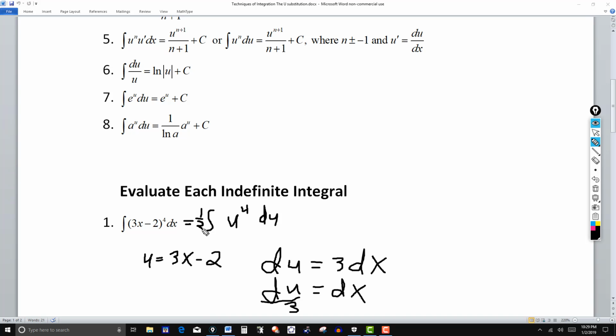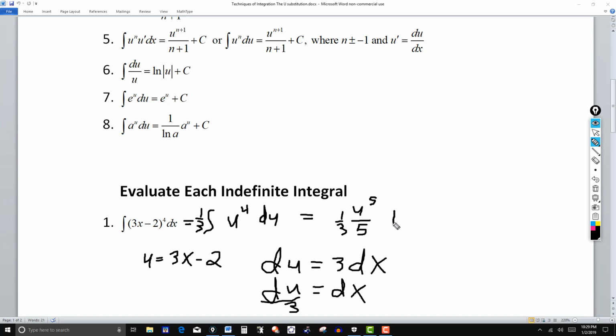And then now you have a basic term, just like x to the 4th. Integrate that the same way. So we would simply say the integral of this would be u to the 5th, add 1 to the power, and then divide by that. Then you also have the factor of 1/3 here, and then plus a constant.